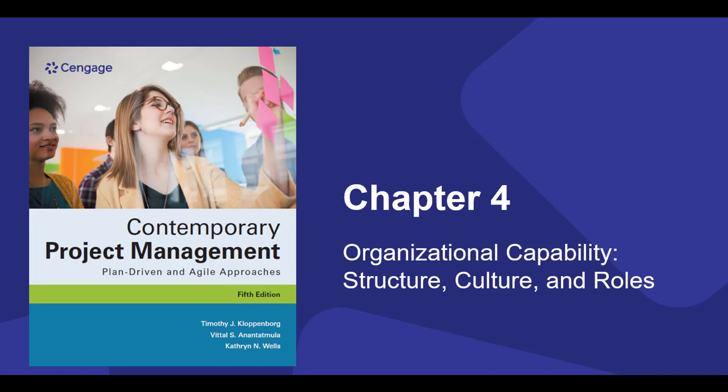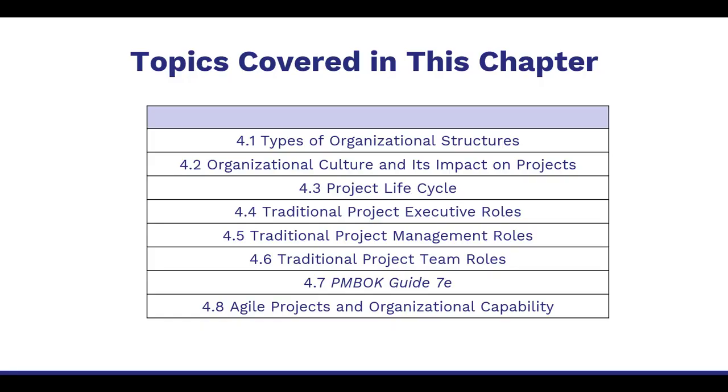Today we're going to go over chapter 4, organizational capability, structure, culture, and roles in our contemporary project management book. Some of the topics that we're going to cover in this chapter are types of organizational structures, organizational culture and its impact on projects, project lifecycle, traditional project executive roles, traditional project management roles, traditional project team roles, the PMBOK Guide, 7th edition. We'll go over some terms there. We'll talk about Agile projects and organizational capabilities, and that's that.